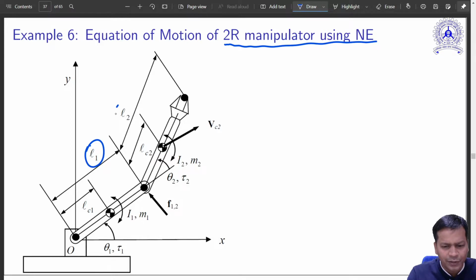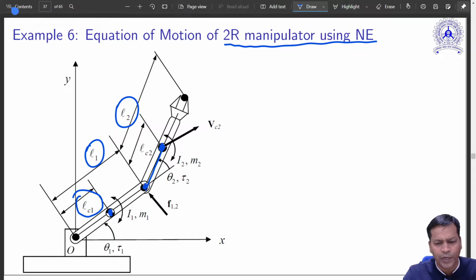L1 is the length of link 1, L2 is the length of link 2, LC1 is the position of the center of gravity of the first link. LC2 is the position of the center of gravity of the second link with respect to this point. So these two locations are given. What is unknown is F12. It is the force that is acted on this link by the other link, the interaction force between these two links. F12 is the interface between 1 and 2.